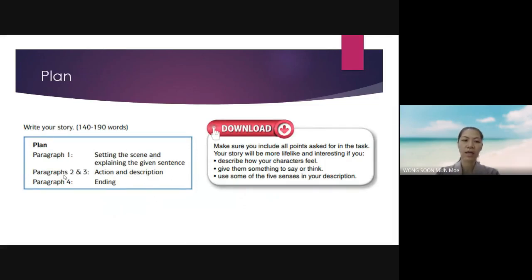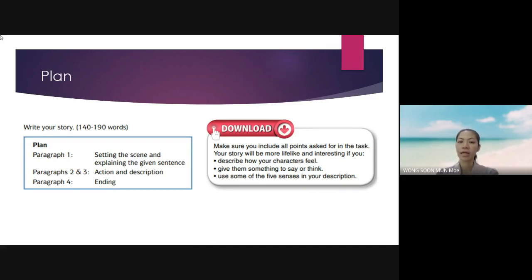Okay, and then continue with paragraph 2 and 3. Action and description, you will have more action. What is Mark going to do after this? After he has seen the message or the map in the old bottle, what is his action? What is he going to do next? And then what did he see? So you have action and description. Make it as exciting as possible. And then paragraph 4 is the ending. So how it ends.